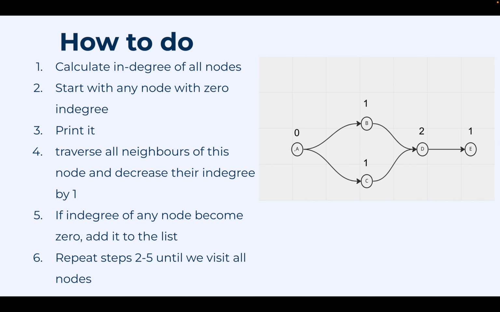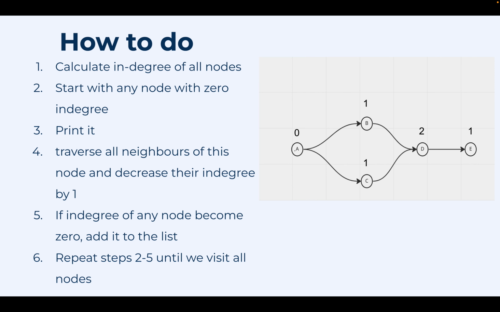First, calculate the in-degree of all the nodes. Now, start with any node with 0 in-degree, print it, and then traverse all its neighbors and decrease their in-degree by 1. If the in-degree of any node becomes 0, then add it to the list to be traversed and repeat the steps 2 to 5 until we visit all the nodes.